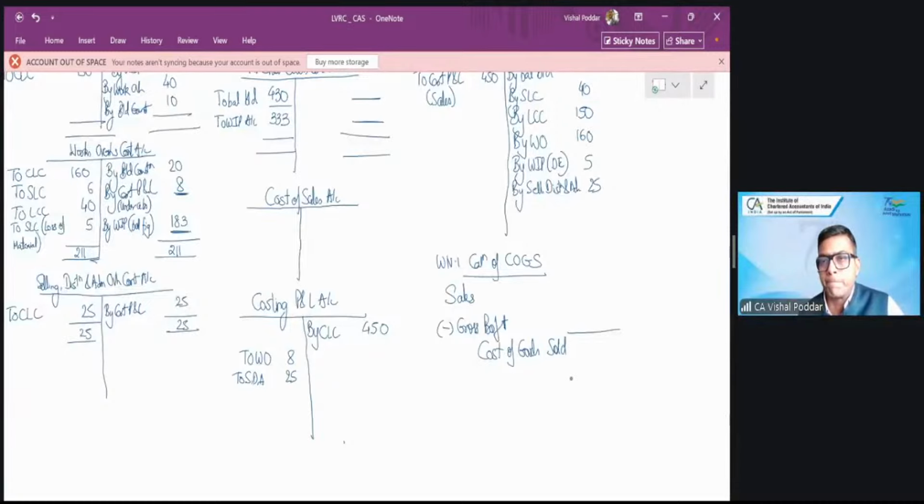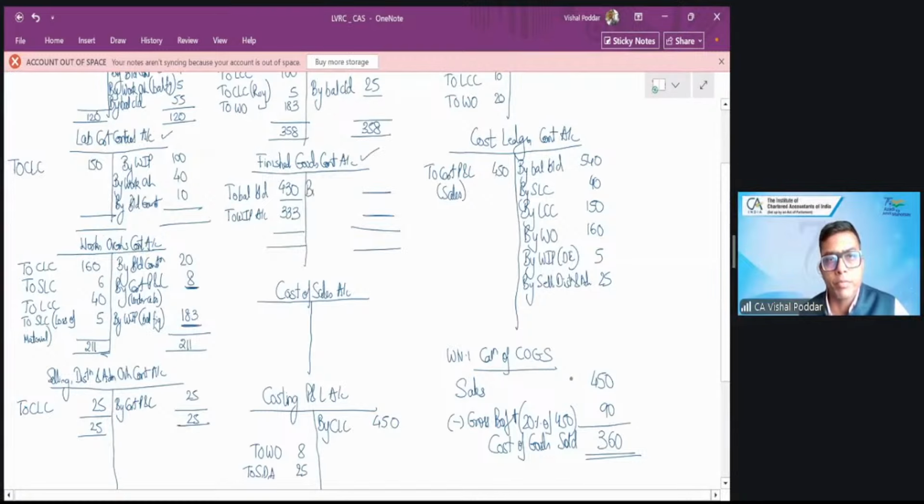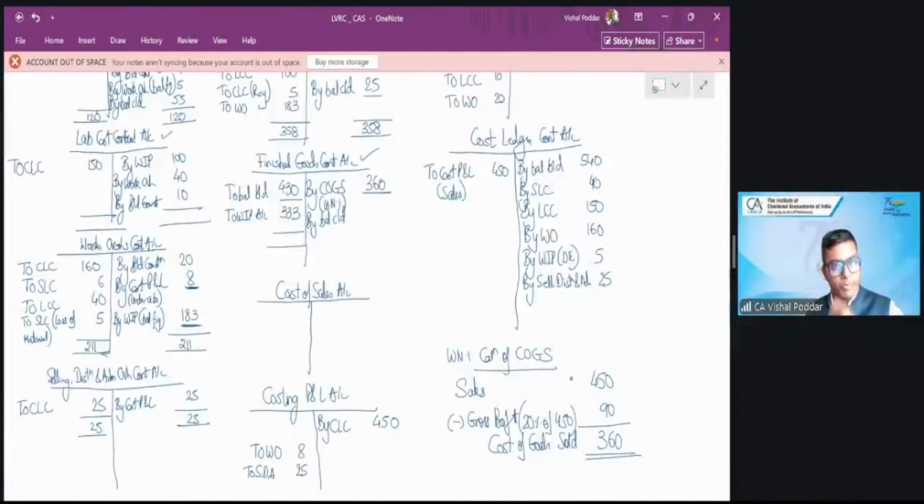Now, if from sales you subtract the gross profit, what will be left is correct. So 450, 20% of 450, 90, 360. So we get this figure. $360. Now we can find out our balance. So this total is 763. So 403.